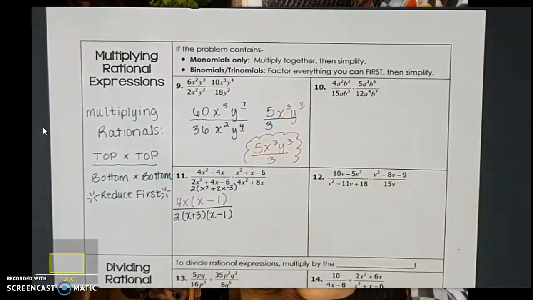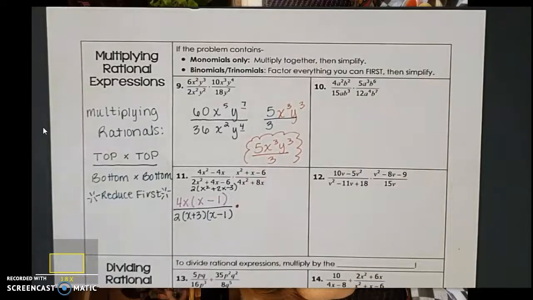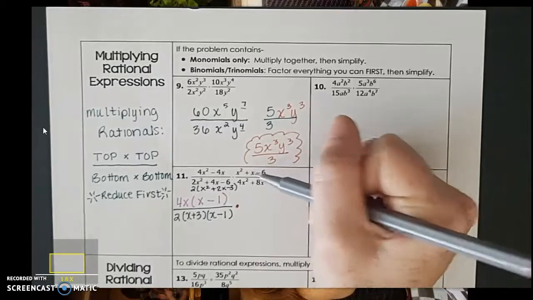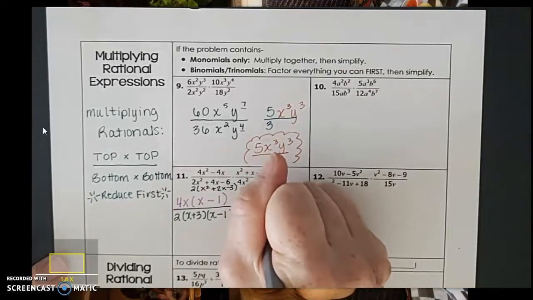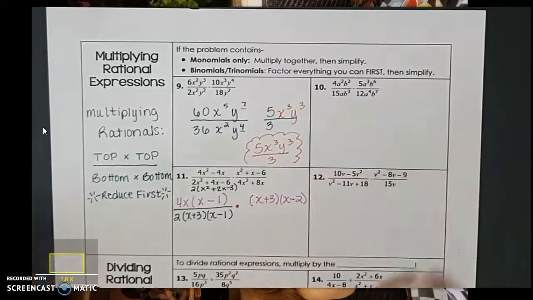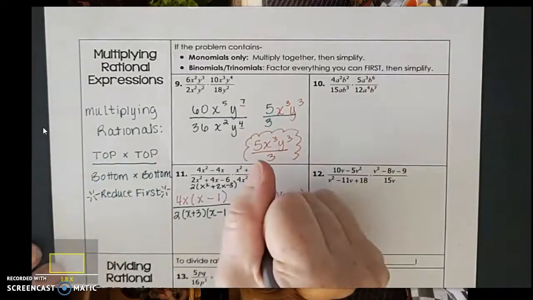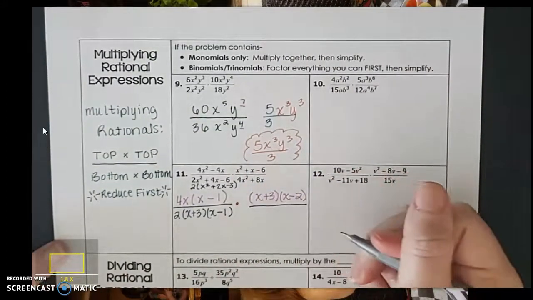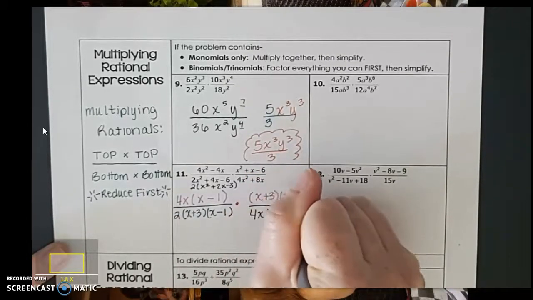All right, and then I'm going to multiply my next rational expression. The numerator there, what multiplies to give me negative 6, adds to give me 1? That is going to be 3 and negative 2. So that's x plus 3, x minus 2. And the denominator there, I have a 4x in common, so I will factor out 4x, and I'm left with x plus 2.